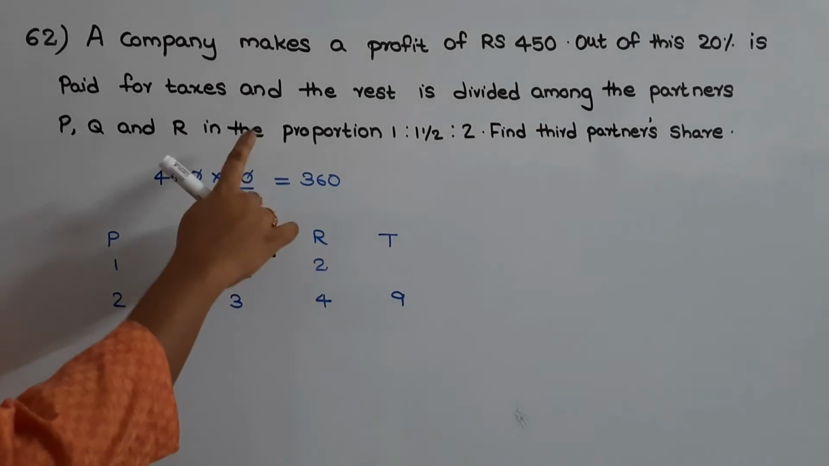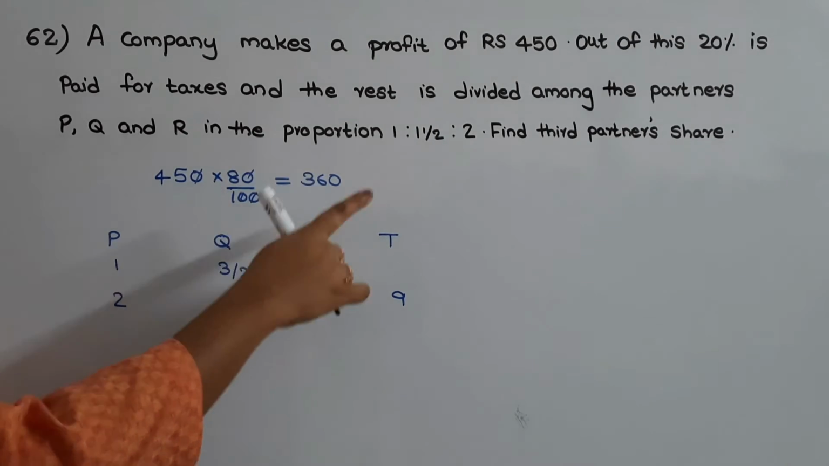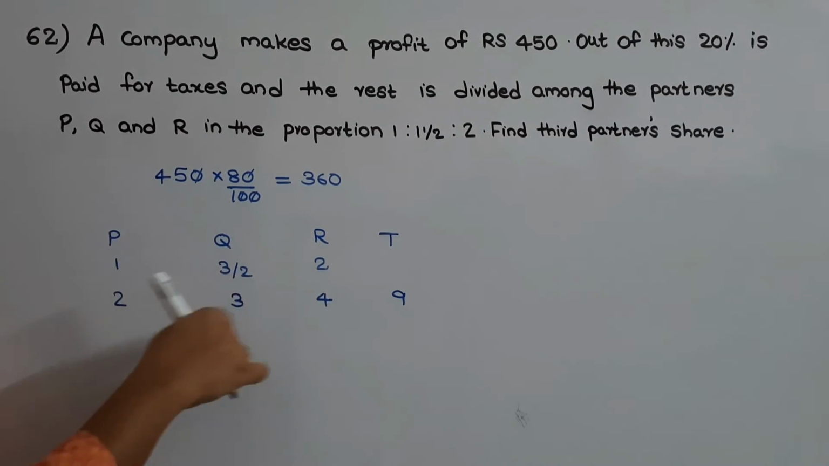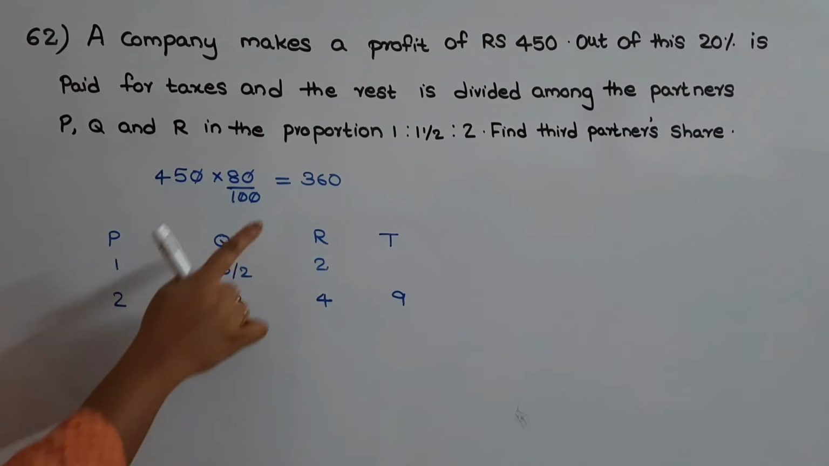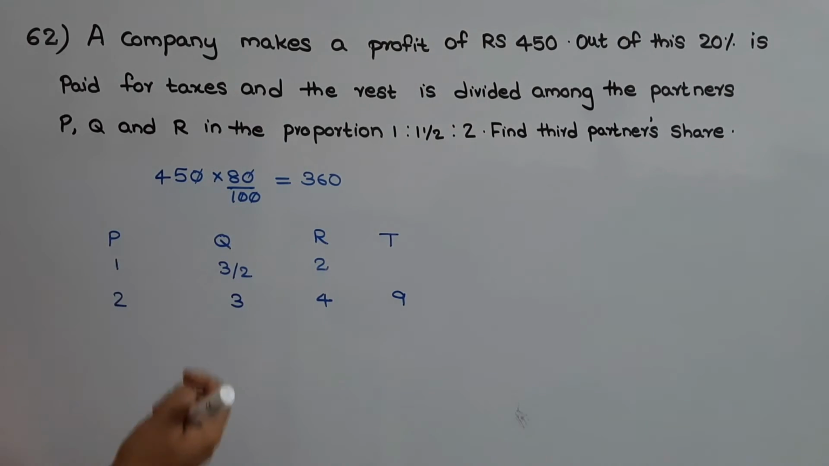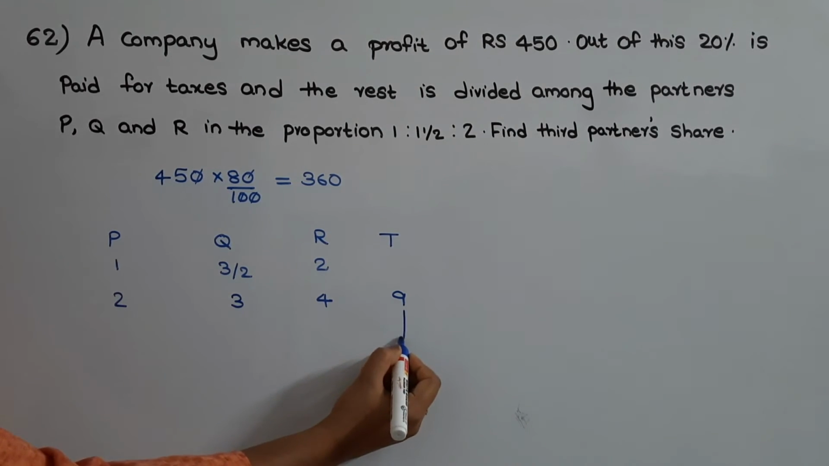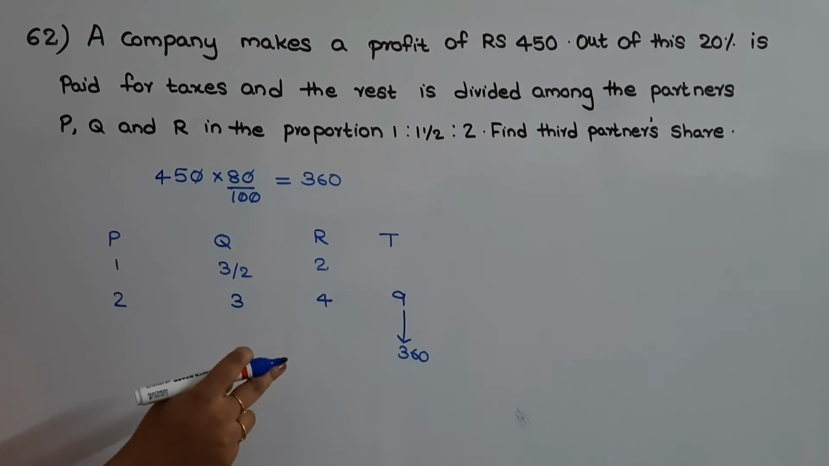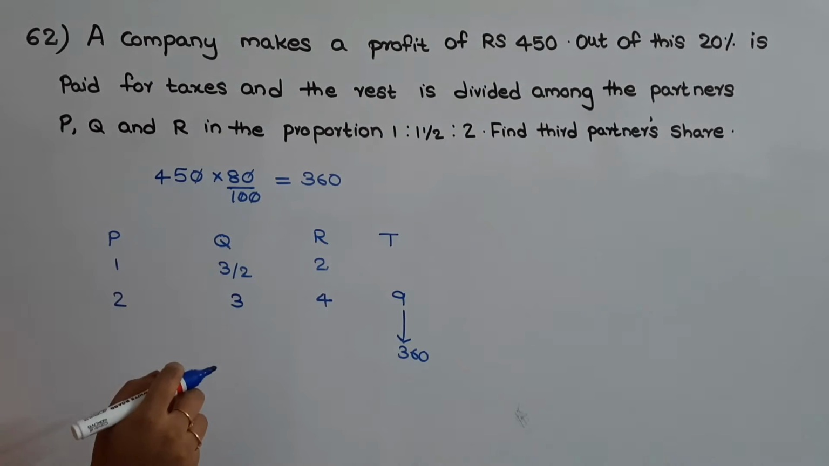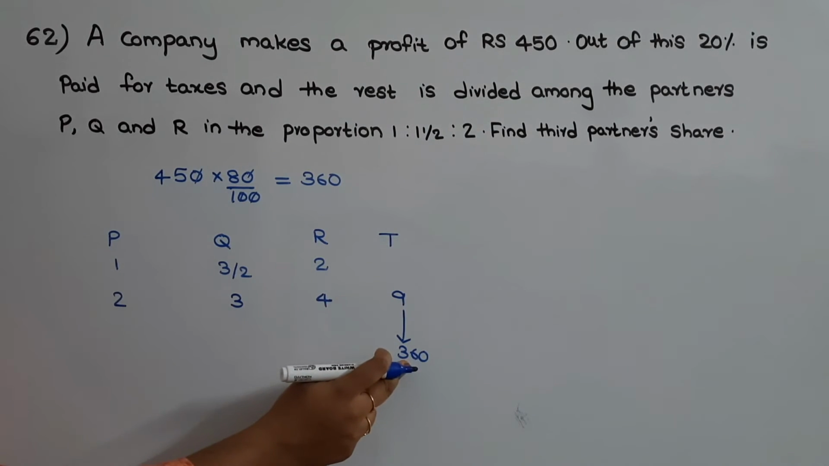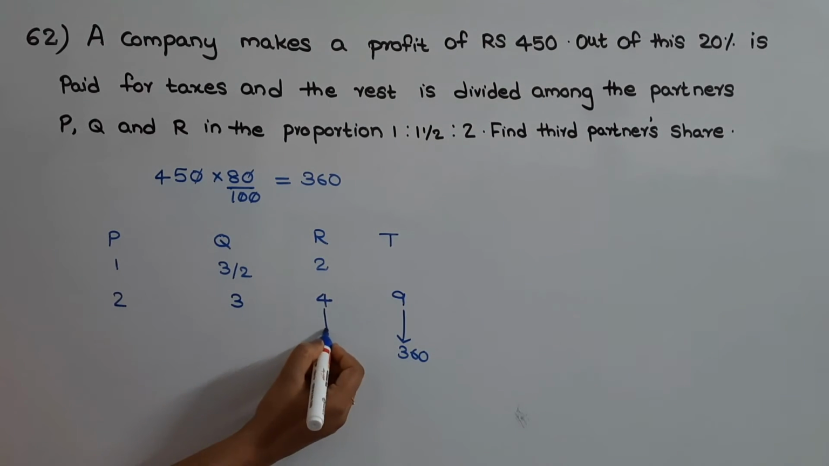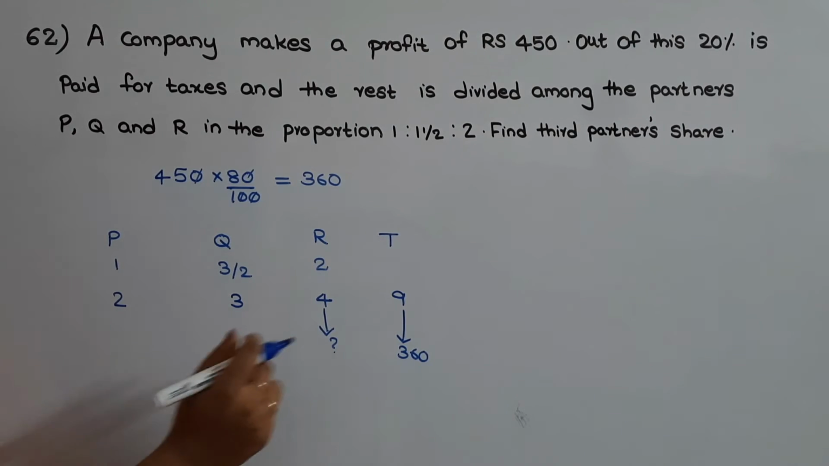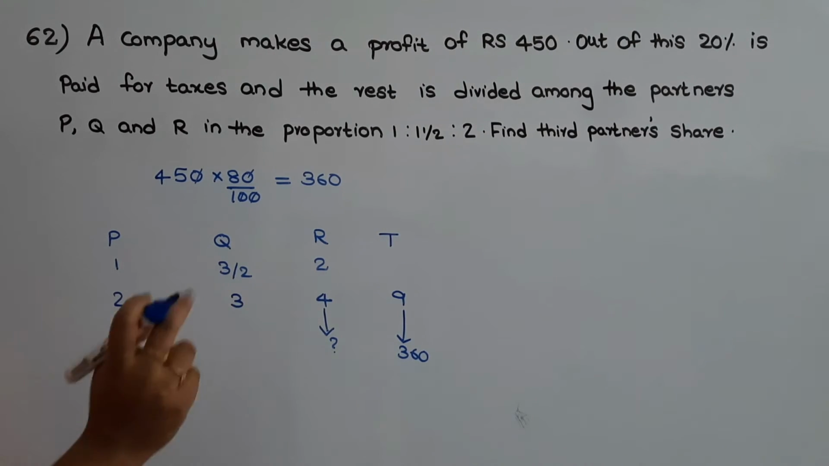Okay, but from the question we found that rupees 360 is divided among P, Q and R, so the total value of the shares we found as 360, which means we can represent this 9 as 360. So we need to find out the share of the third person. If 9 can be written as 360, how can we write this 4? On finding this value, we will get the share of the third person.